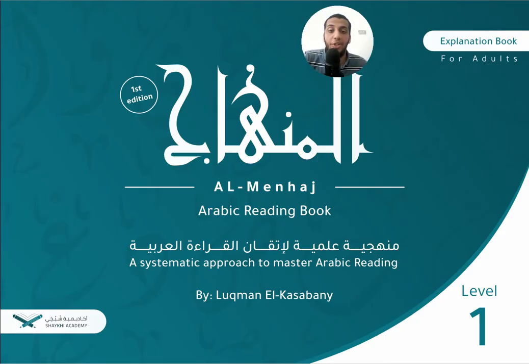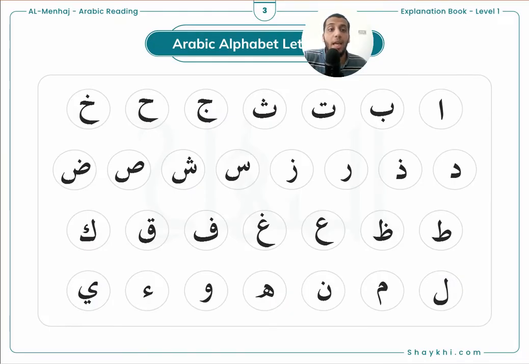So this is just to remind you that we are explaining from Al-Minhaj book. Okay? So in the last episodes, we discussed the first Arabic letter, which is letter Alif, and also we discussed the second letter, which is the letter B. So today we'll discuss, inshallah, the third letter, which is letter T.